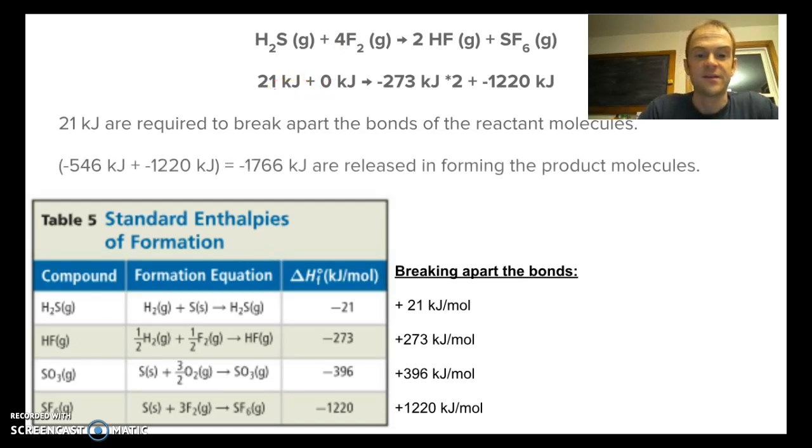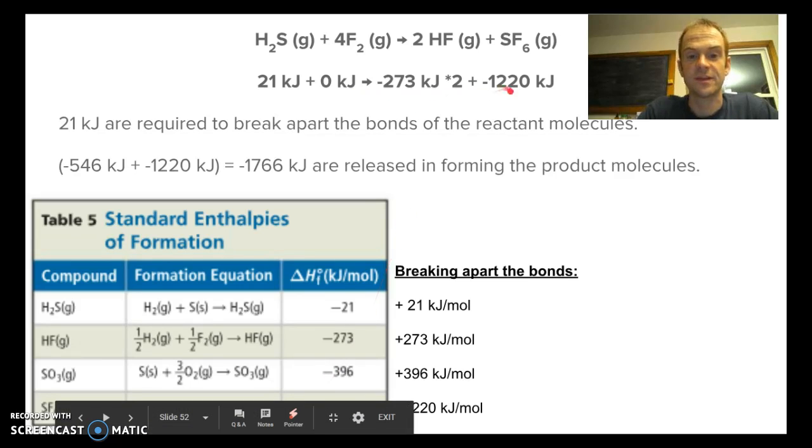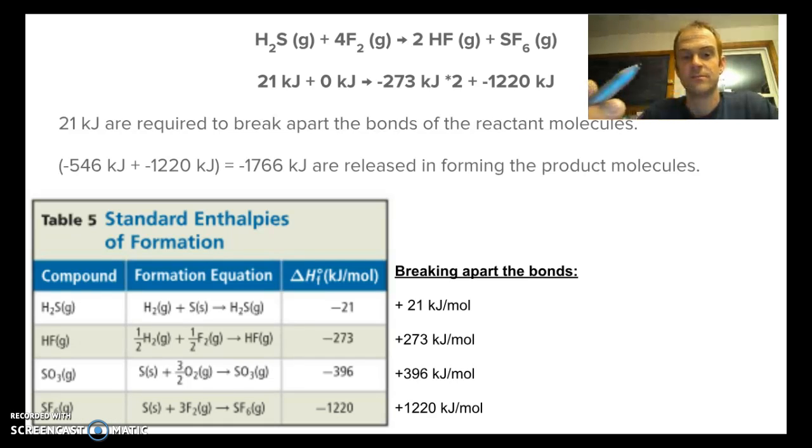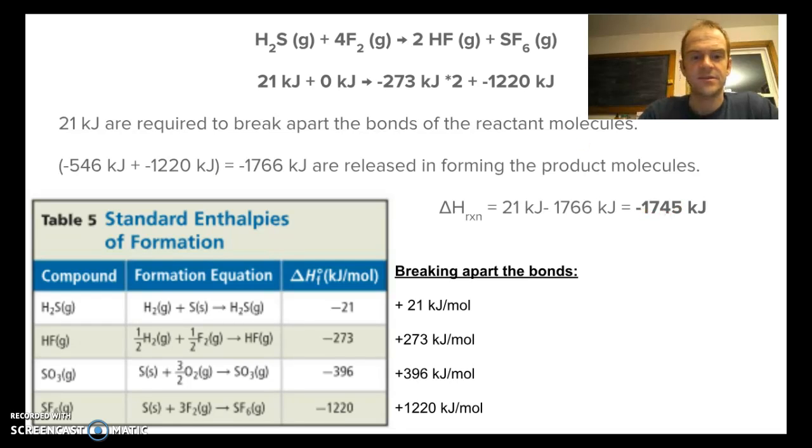And then I find that there are negative 1,766 kilojoules. The negative just means they're released when I make the products. So those numbers, again, come from this. This is something that's been observed and measured for making these compounds. So then I would just combine them, right? 21 gets absorbed, but negative 1,766 gets kicked off. So I combine these to get my total change of enthalpy for the reaction would be negative 1,745 kilojoules.